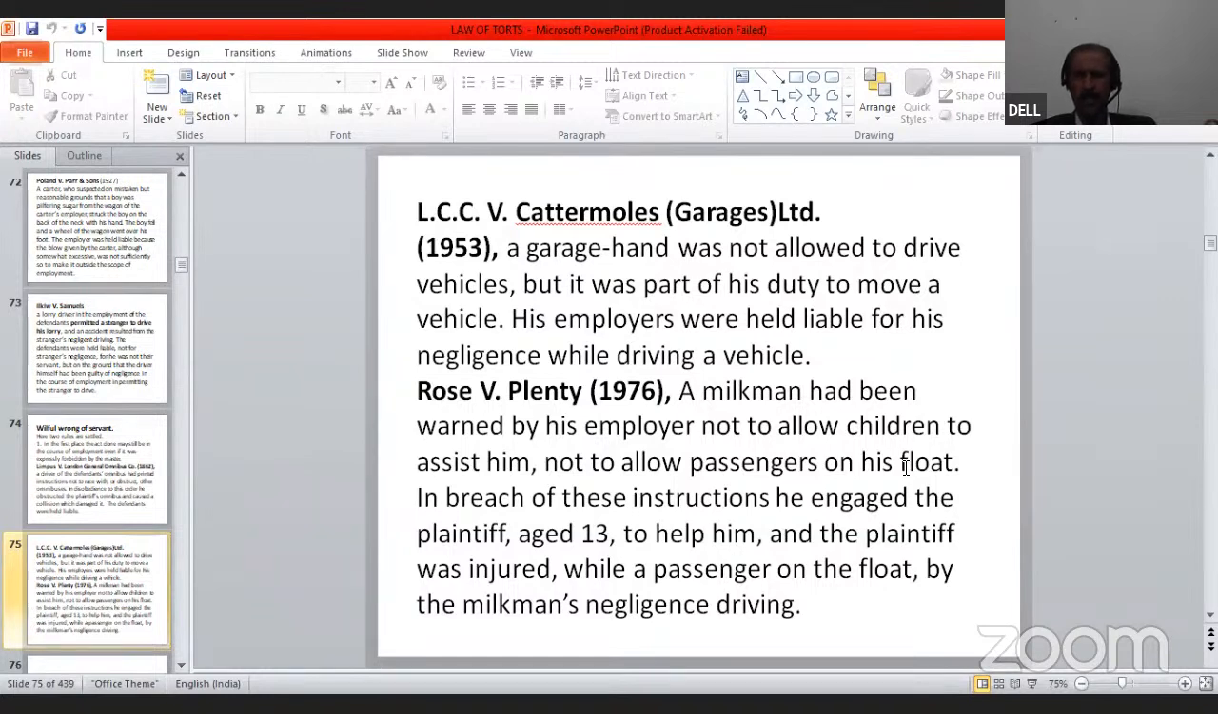Like a milkman, while distributing the milk, he was not supposed to appoint minor boys for his help. That was the instruction given by the master. But he appoints a 13-year-old boy, and there was an accident, and there was an injury. The plaintiff was injured. When he filed the case, he had deviated from the owner's instruction. How did it go? While distributing the milk.